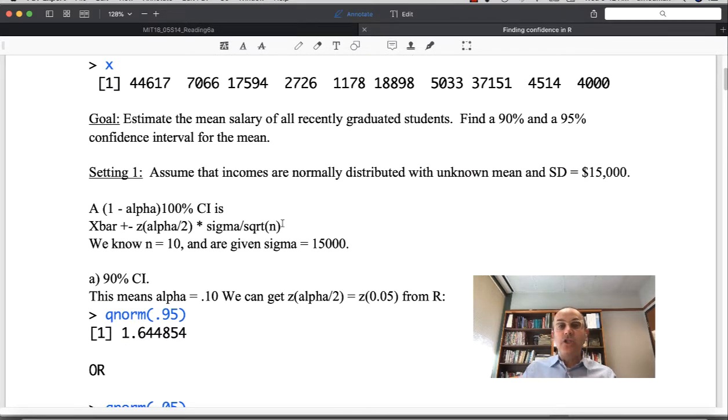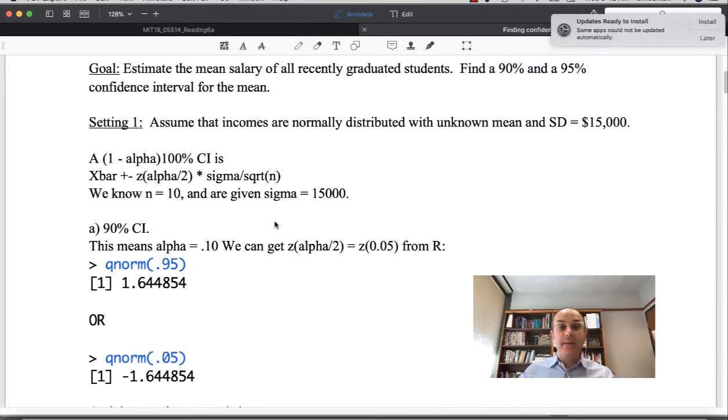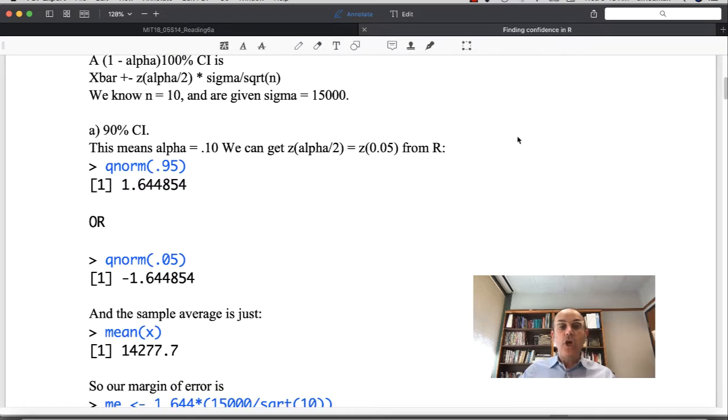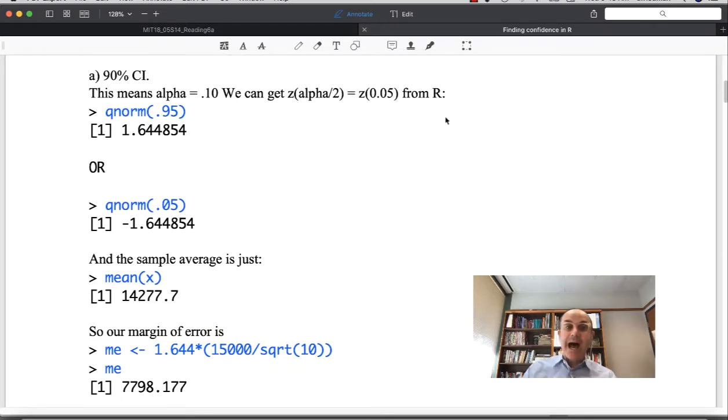In this case, assume that the data are normally distributed with unknown mean and a standard deviation of $15,000. Again, the X bar, and this is how I frame it. We know that n is equal to 10 and the given sigma is equal to 15,000. In this case, alpha is 0.05, so we get z alpha divided by 2. From R, qnorm gives me the ability to find out what it is.